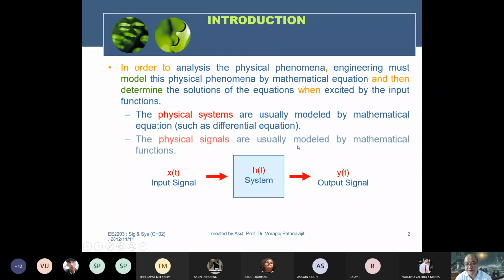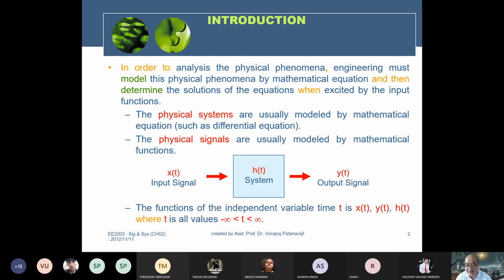Therefore, in this case, if you change the input, you can determine the output before you really create them, because by the mathematics, you know how to manipulate them. The signal in this case is x(t), and y(t) is classified as a signal. The physical signals are usually modeled by mathematical functions.